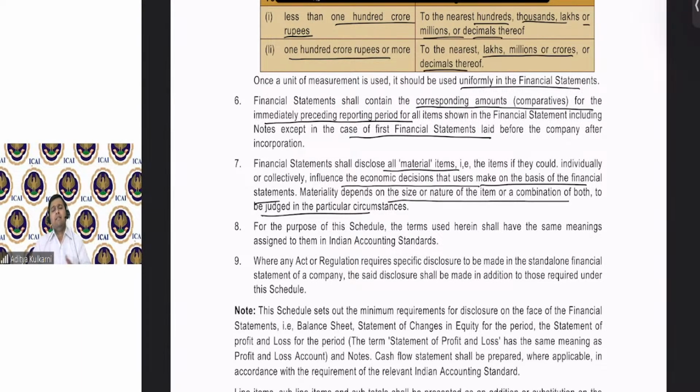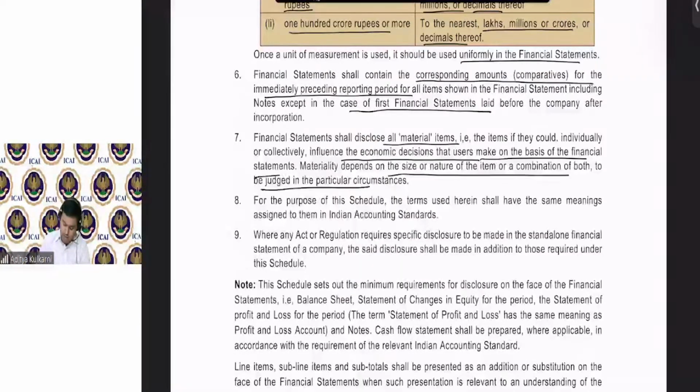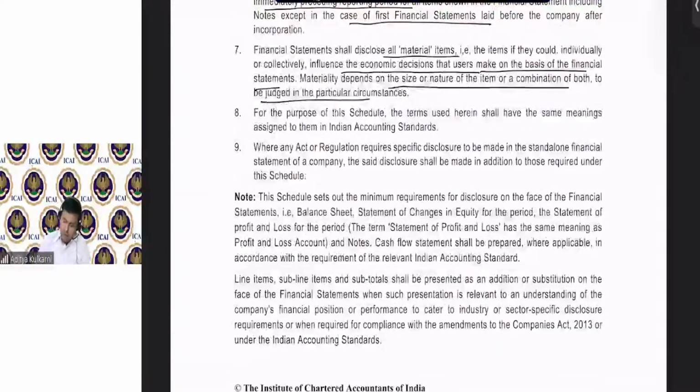Okay. And in some other cases, for example, when you are disclosing other expenses in your profit and loss account, you can club various expenses and present it as other operating expenses because individually these items are not really material to the financial statements. Okay. All right. When any act or regulation requires specific disclosures in the standalone financial statements, they shall be made in addition to those required under this schedule. So very straightforward, nothing difficult or new that you have not been doing.